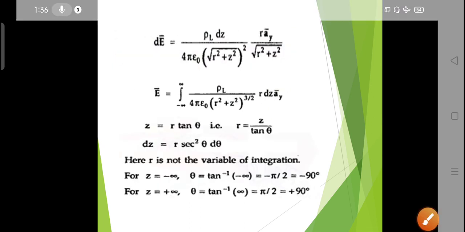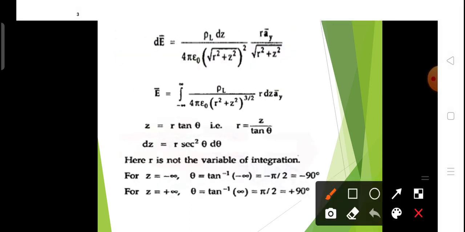Here we can calculate dE, which is rho l dz divided by 4 pi epsilon naught times the square root of r squared plus z squared, whole squared. Then the z term gets cancelled because the parallel components cancel. We have only the ar vectors. Then if you want to know the electric field vector E, we have to integrate from minus infinity to infinity.